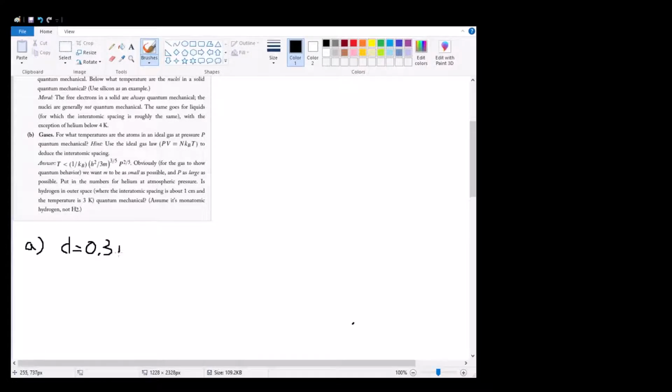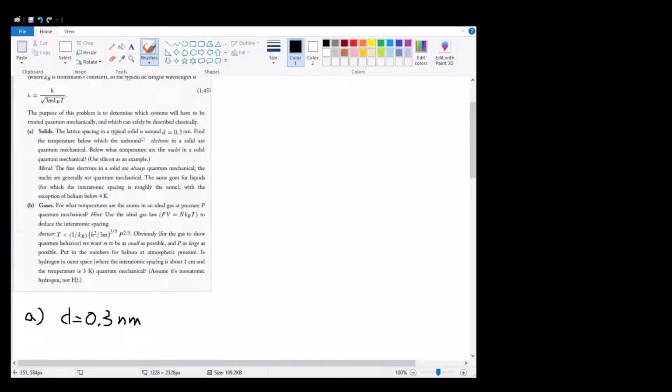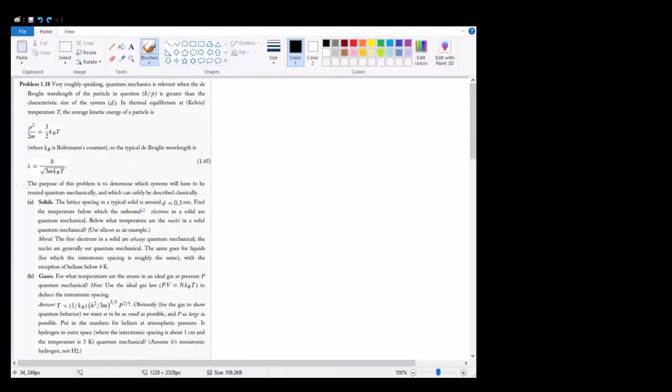0.3 nanometers. And the next thing we're told is we want to find the temperature below which the unbound electrons in a solid are quantum mechanical. Let's start by writing out the condition for quantum mechanical processes to occur. We need the de Broglie wavelength to be larger than the size of the system, and we've defined the de Broglie wavelength to be this.